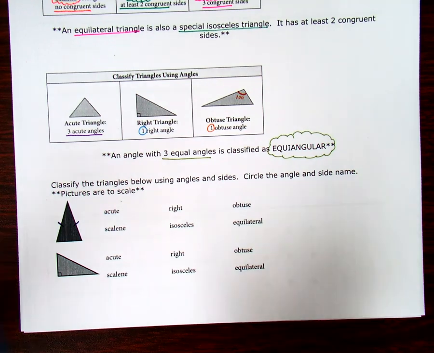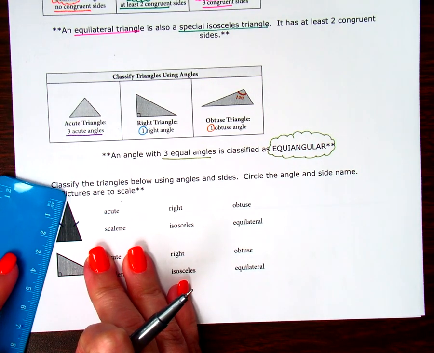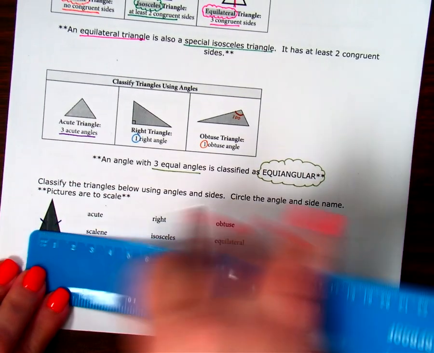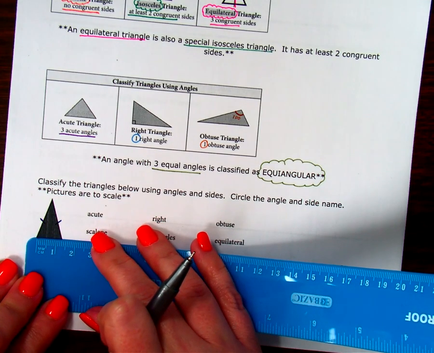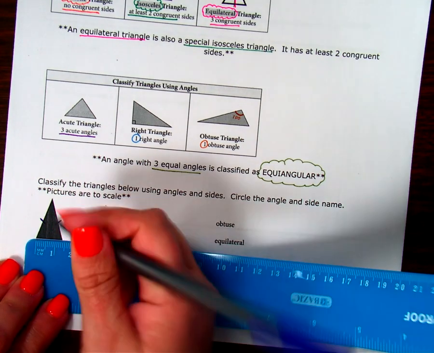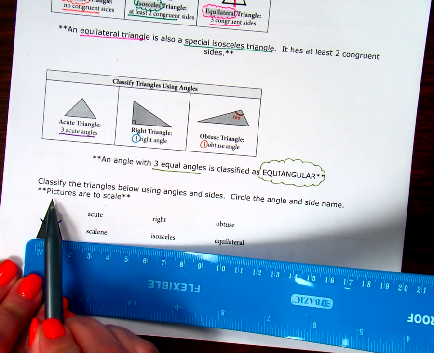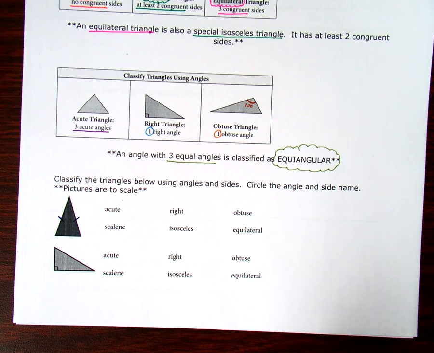If I measure the other side, this is a little more than 2 centimeters. So those two are a little more than 2 centimeters. And then this one is a little more than 1 centimeter, almost 1.5 centimeters. So this side is not the same as these two, so it's not equilateral. It is isosceles.